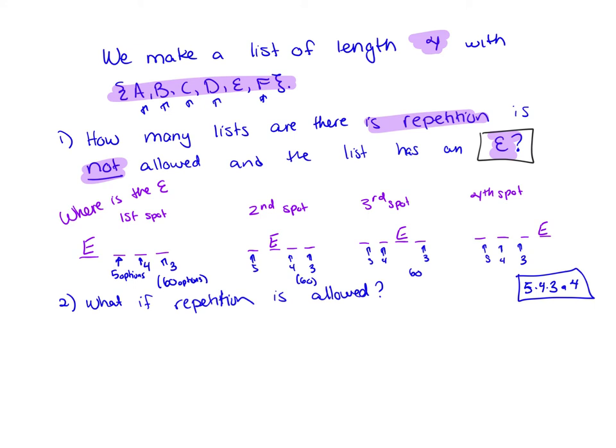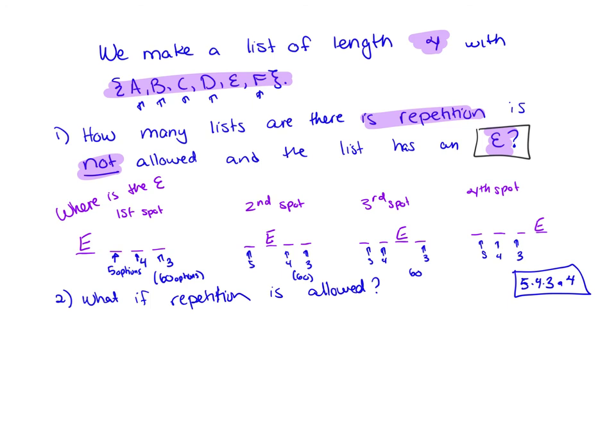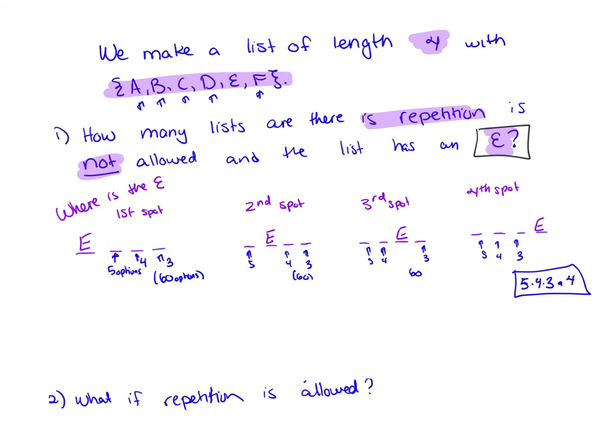So what are some other ways that we can think about this? We'll save the next question for next time. How else could I have thought about this question? I could have said, okay, first choose where the E is, and there were four options for that. Then place the other letters, and there were 5 times 4 times 3 options for that. So we multiply all of those together. We get 60 times 4, which is 240 options.